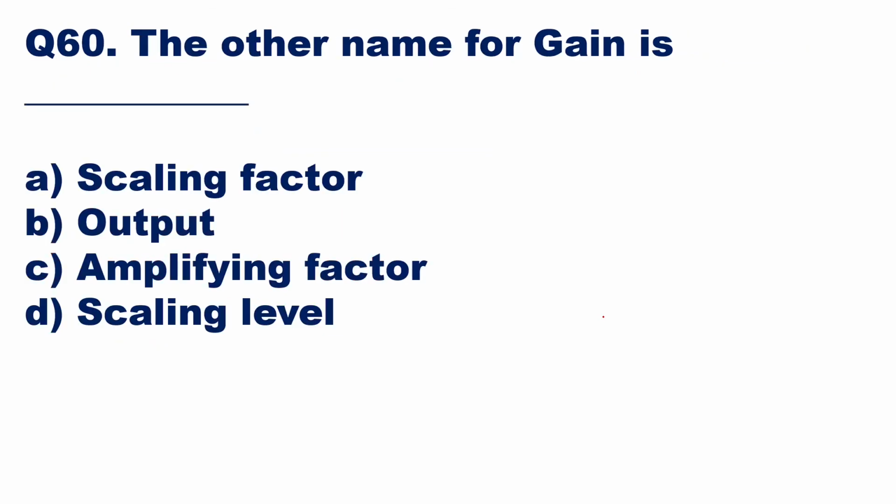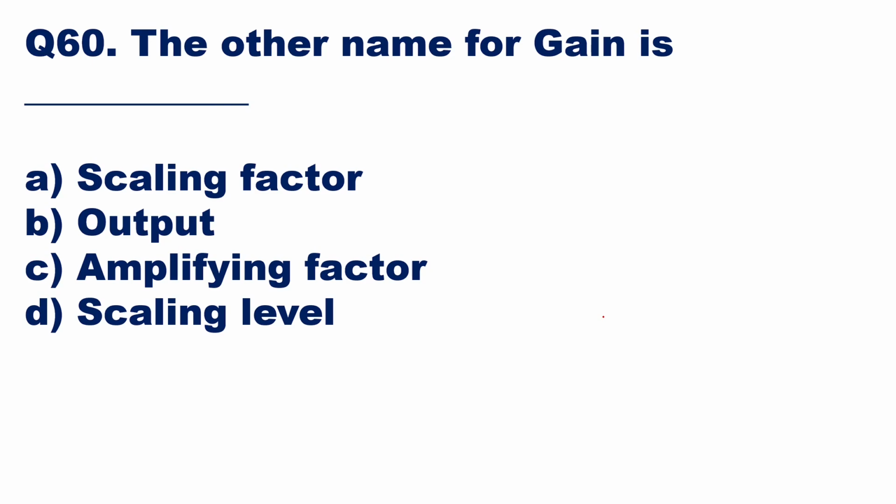Then we'll go to question number 60. The other name for gain is what? Okay, now whenever we have an op-amp, op-amp will be having the output as the difference of the two inputs multiplied by gain factor. There will be a gain. If you speak about ideal op-amp, it is having infinite gain. So gain is how many times you're going to increase the difference of the two inputs at the output. So that gain is nothing but a scaling factor.